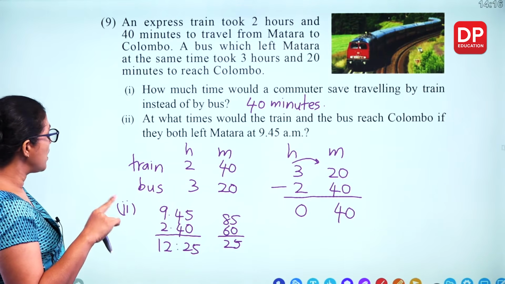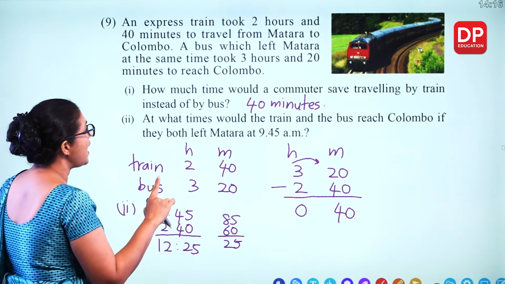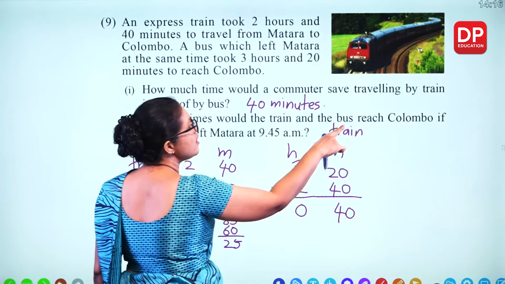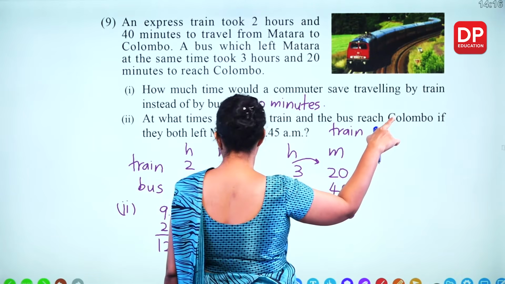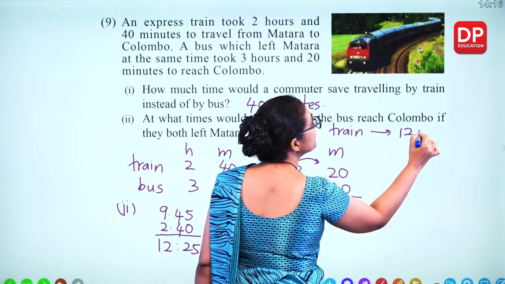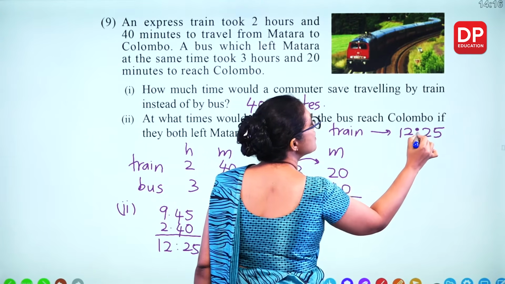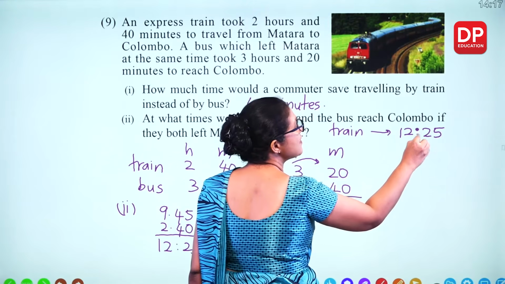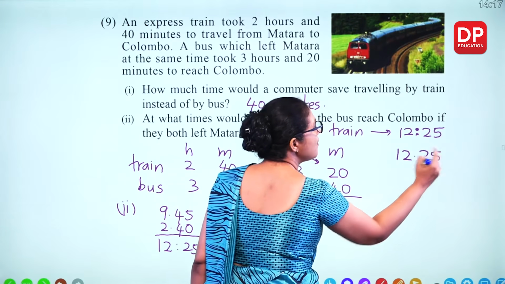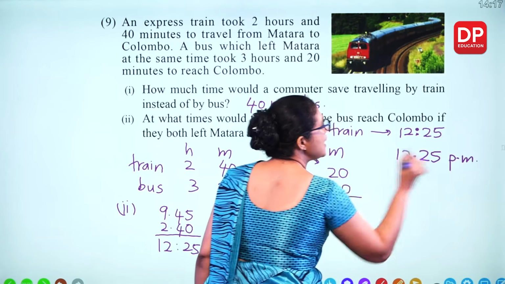So 12:25 a.m. So train reaches Colombo at 12:25 a.m. or 12:25 hours. So this is in standard form. You can write this one as 12:25. This is after 12, that means 12:25 p.m.